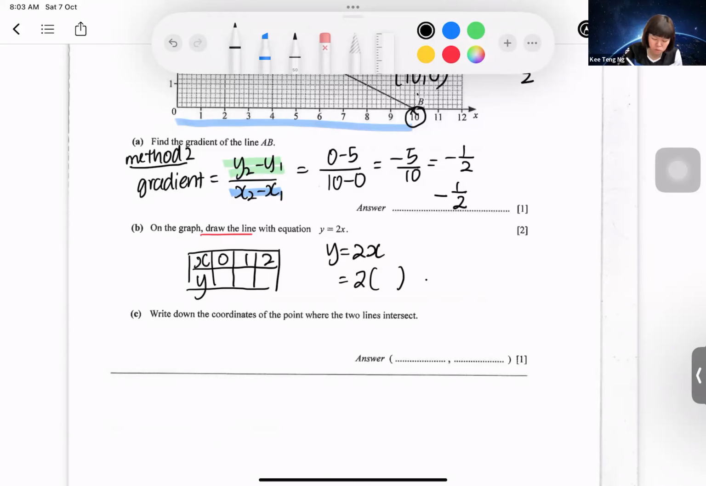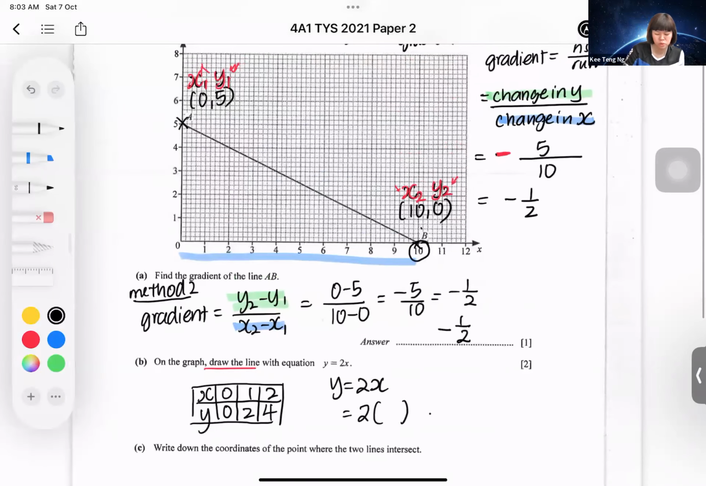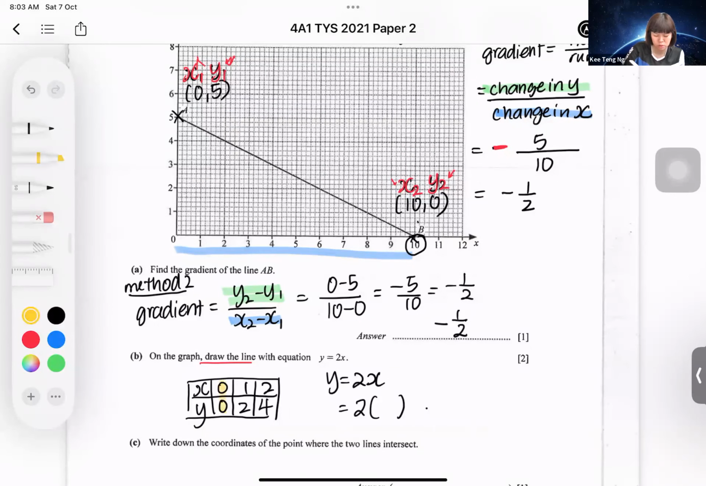So in this case, I'll just put 0 times 2 is 0. 1 times 2 is 2. 2 times 2, 4. Right, 0, 2, 4, 6, 8, 10, and so on. So then I use these points. The first point is 0, 0. Then the next one, block 1, level 2. Then the next one, block 2, level 4.